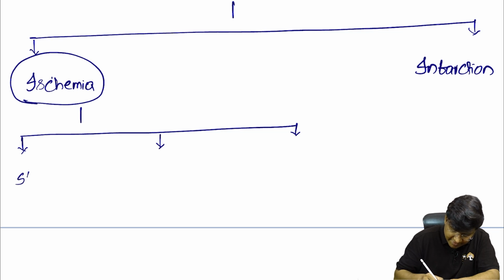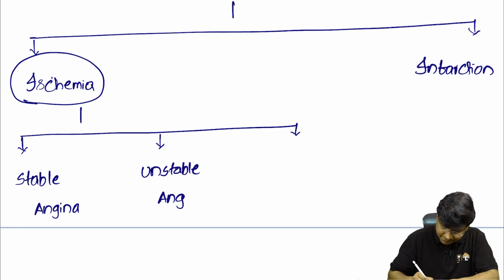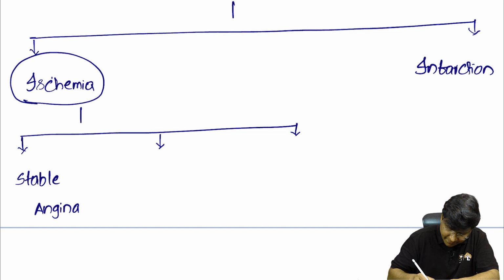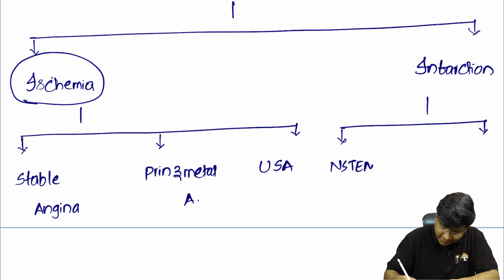One is the stable angina. Second, we have the unstable angina. And infarction, we have two forms. One is the non-ST elevation MI and the other is the ST elevation MI.